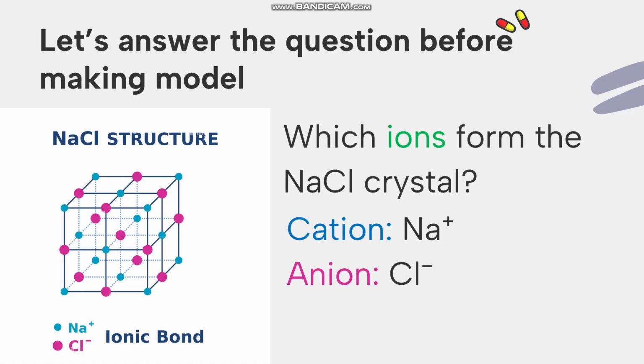The answer is the cations are sodium and the anions are chloride. You can see the differences in the picture. The pink and bigger ones are chloride, and the smaller blue ones are sodium.